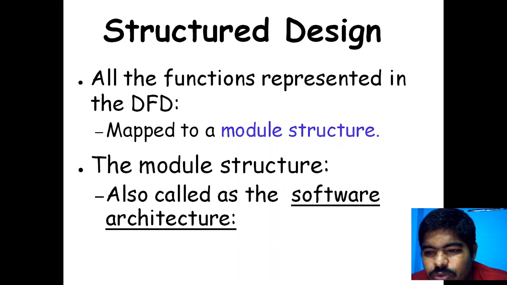With the DFD, we represent the functions, identify the flow of data from one function to another, and identify the functions that act on the same data. On identifying those, we can make those functions into one module. With the DFDs, we can make a module structure. So DFDs also help in creating the module structure. Whatever module structure we create with the help of the DFDs is called software architecture.